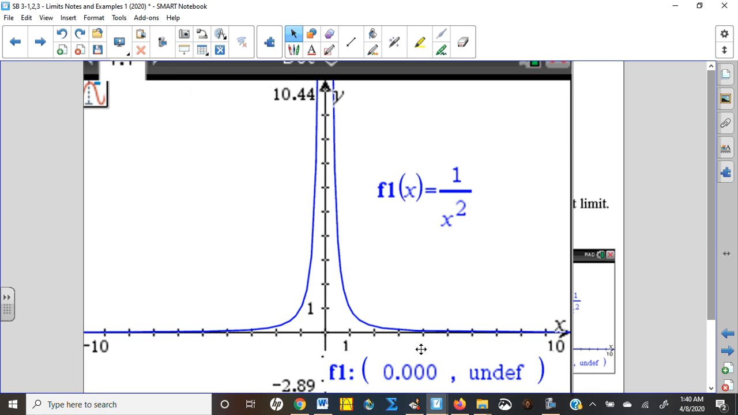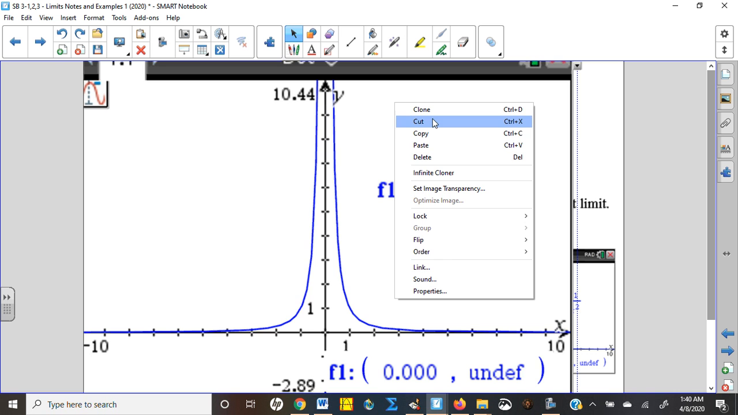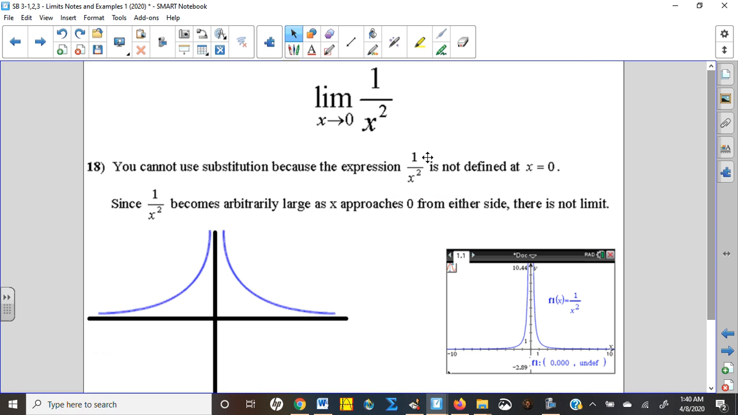But look what happens at 0. At 0, we're undefined, right? Because we're approaching infinity. Now, that's a problem as far as limits existing, because infinity is not a real number. And so on this one, you pretty much just have to say the limit does not exist.